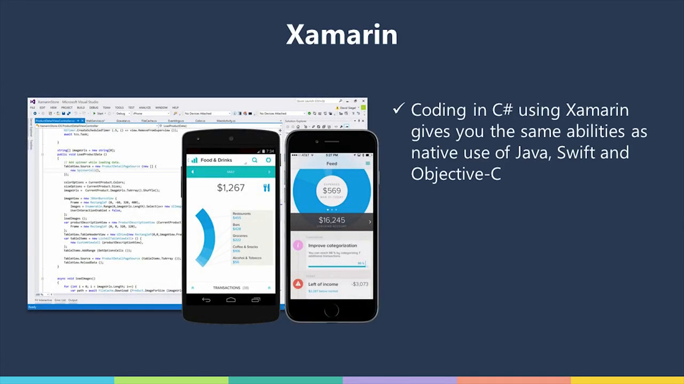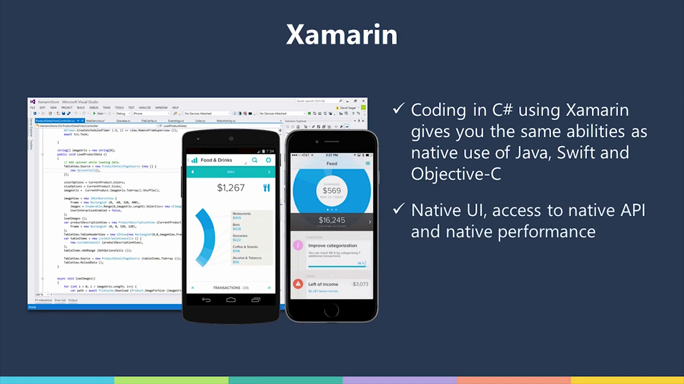Xamarin is a technology for using C# to create Android and iOS apps. Anything you write using native technology in Java, Swift, or Objective-C, you can also write in C# thanks to Xamarin. It allows you to build native user interfaces, native controls, and native layouts. It gives you access to native APIs and allows your app to achieve native performance.